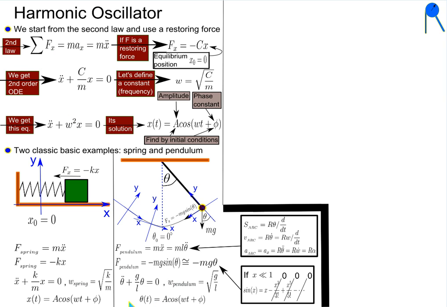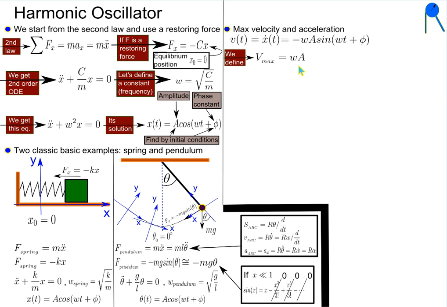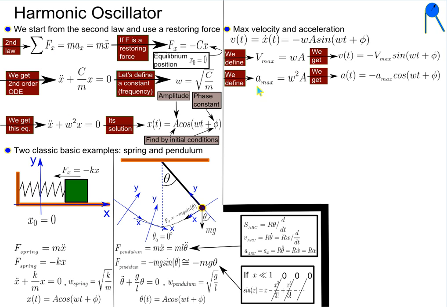If we derive the displacement by time, we get the velocity. And if we define this as the maximum velocity, we can write it in this form. The reason this is the maximum velocity is because the magnitude of sine can be maximum 1, so this will be the maximum value that v can be. The same logic goes with the acceleration.